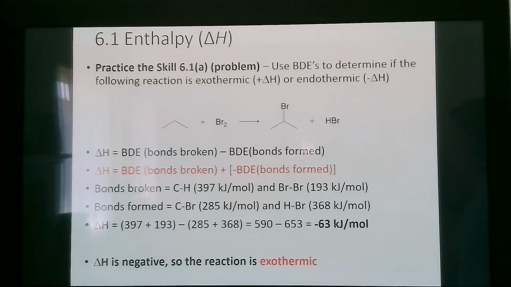And so this is a second example. You can work through this, go along with your textbook and work through it, and I would recommend that you do. So this reaction is exothermic also.